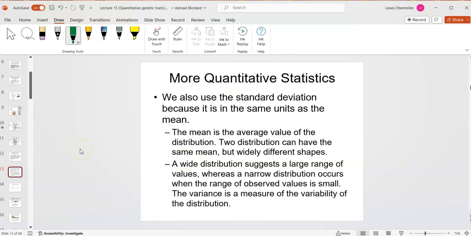The reason is because it's in the same units as the mean, whereas variance is not. And you'll see that in a second.